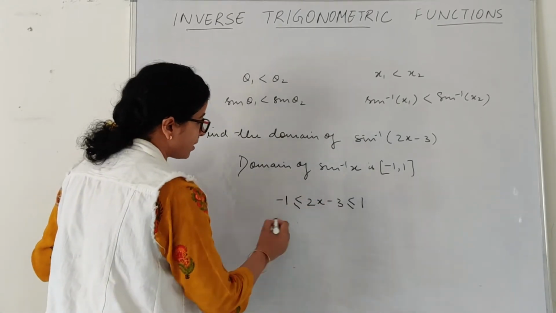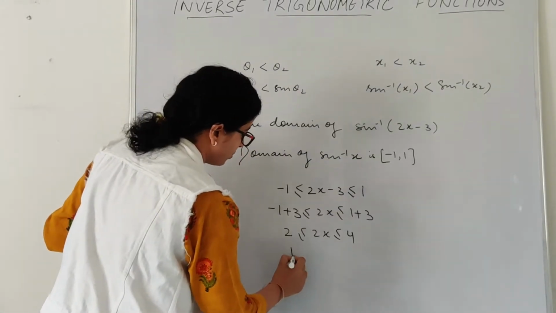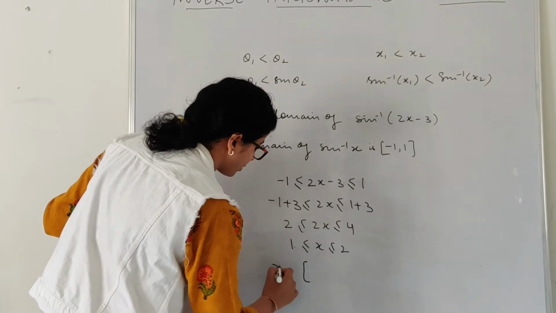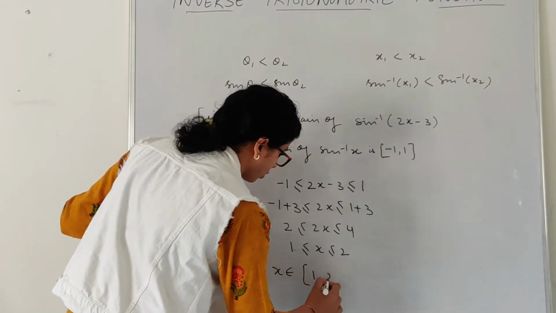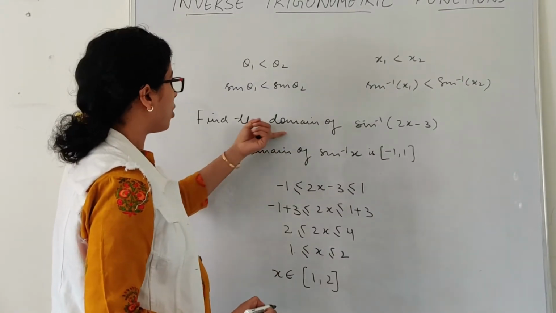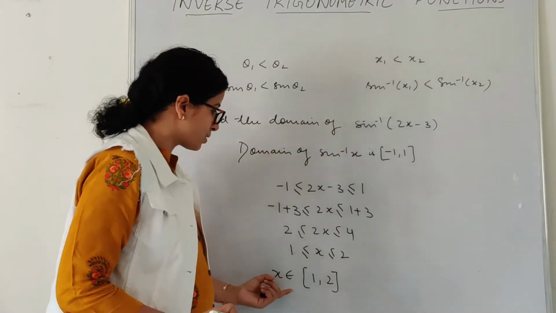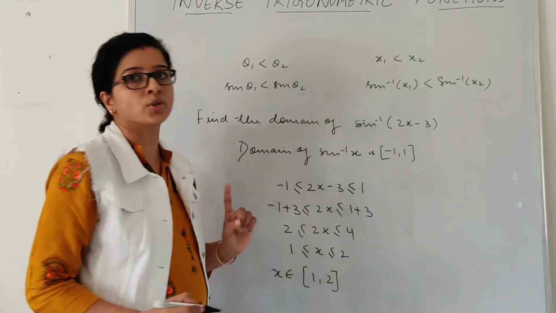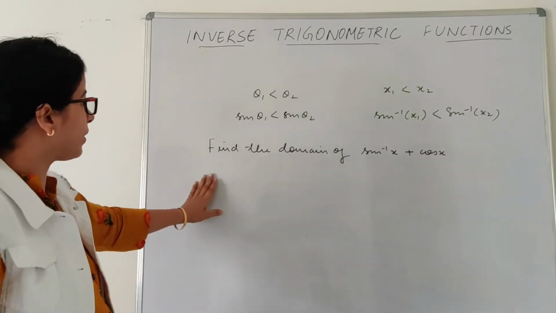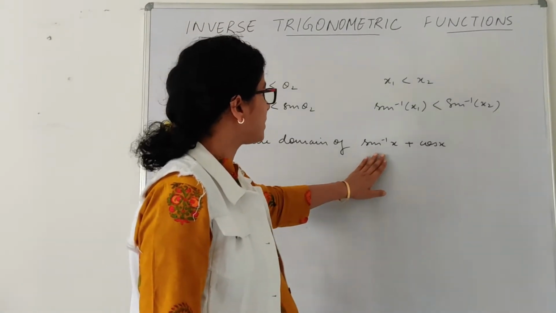Okay, so adding 3 to both sides and dividing by 2, whenever my x belongs to [1, 2], the domain of sine inverse (2x minus 3) is the closed interval [1, 2]. Okay. So now I have to find the domain of sine inverse x plus cos x.